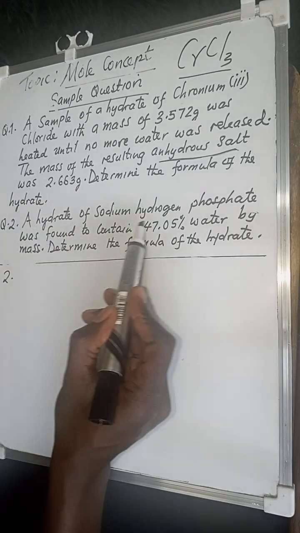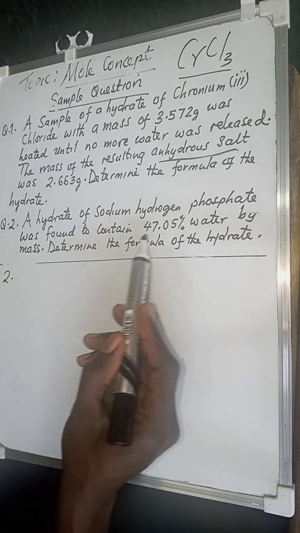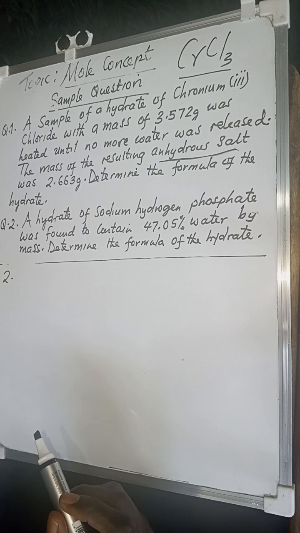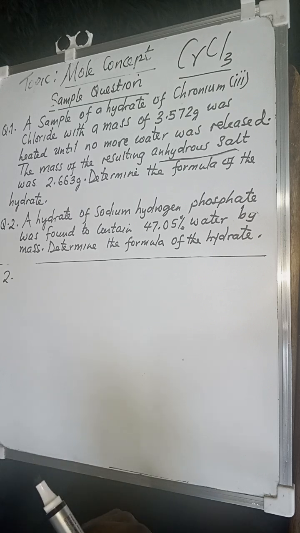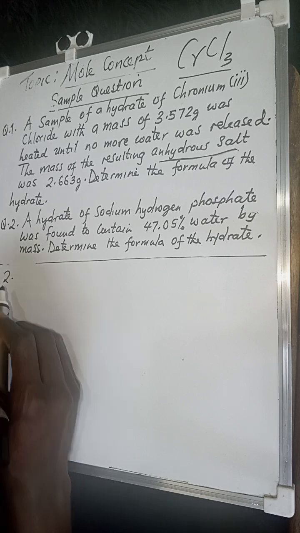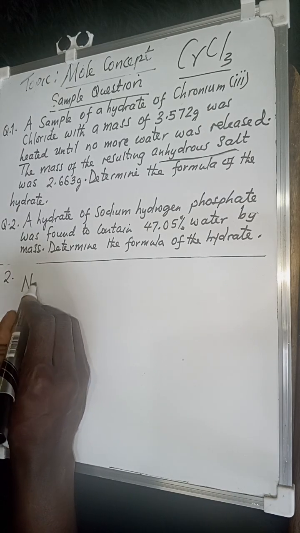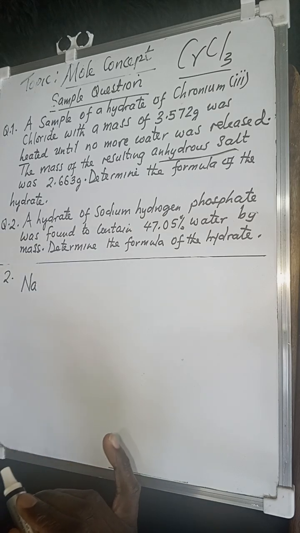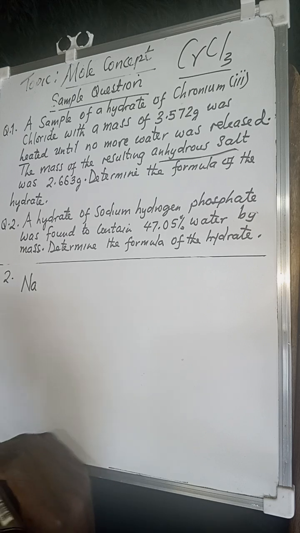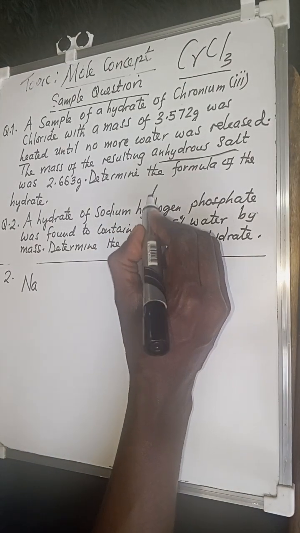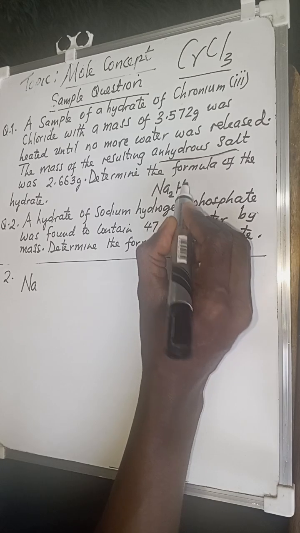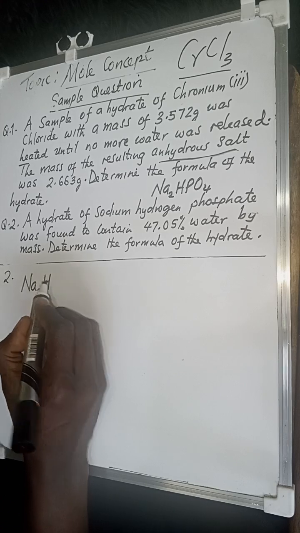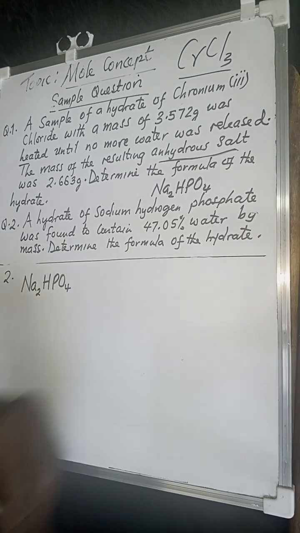It says a hydrate of sodium hydrogen phosphate was found to contain 47.05% water by mass. Determine the formula of the hydrate. So what are we going to do in this case? We need first of all to write again the formula. They have told us it is sodium hydrogen phosphate. In fact, I was supposed to give you the formula there. The formula that was supposed to be there was Na2HPO4. So that's the formula, sodium hydrogen phosphate.